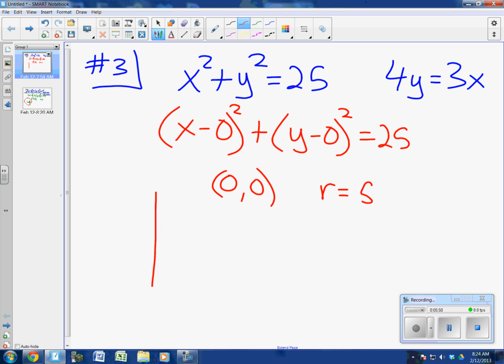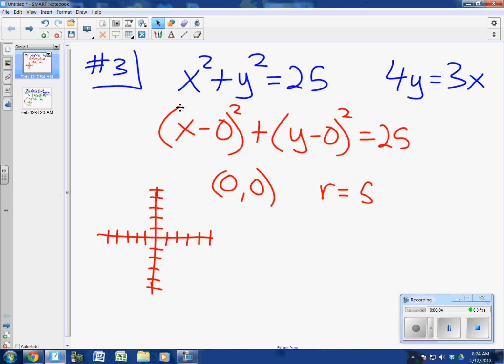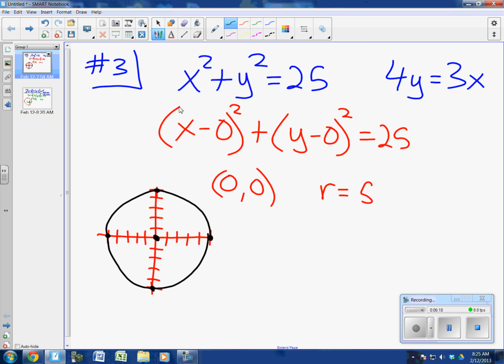If I graphed this one, 1, 2, 3, 4, 5, 1, 2, 3, 4, 5, 1, 2, 3, 4, 5, and 1, 2, 3, 4, 5. Okay, here's the center of my circle. I would be up at positive 5, over at negative 5 here, down at negative 5 here, and to the right, positive 5. And my smooth circle, let's see if I can do a better job on this one. A little bit better. Okay, my circle is going to look like that.